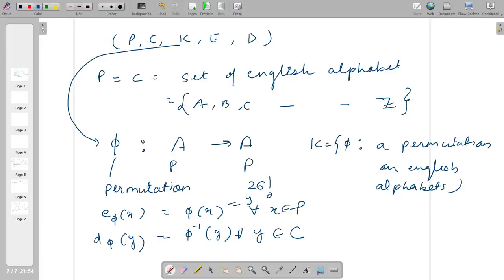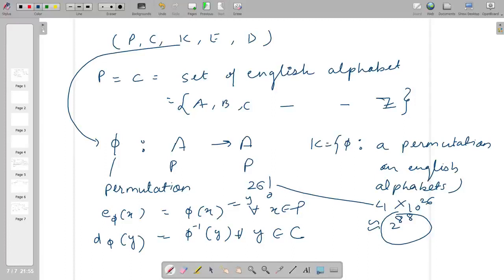Because there are factorial 26 permutations, the value of factorial 26 comes out to be about 4 into 10 raised to the power 26. This is nearly equal to 2 to the power 88. So it is a very large value, and a brute force attack is nearly computationally infeasible. You can say it is computationally secure. So brute force is not possible, but we can go for frequency analysis.